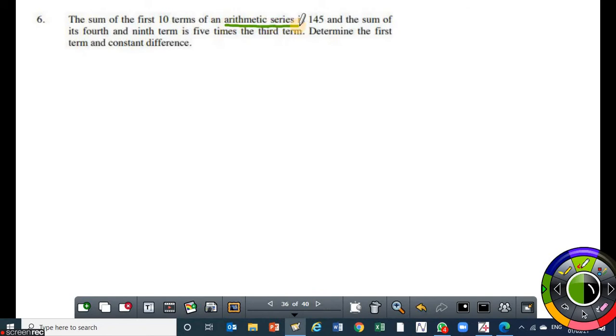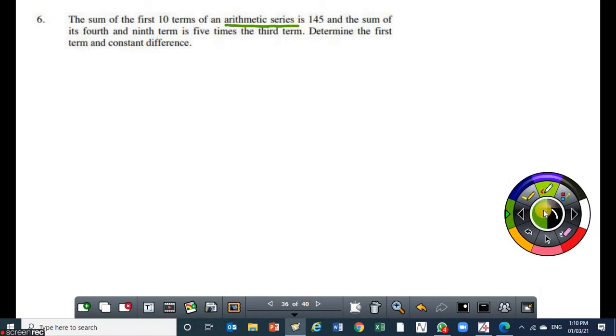Okay? That's Sn, an arithmetic series. So the sum of the first 10 terms means if you add T1, T2, T3 up to T10, you get 145. And the sum of its fourth and ninth term is 5 times the third term. Now this is more like a problem solving question, and this is very common under sequences and series.